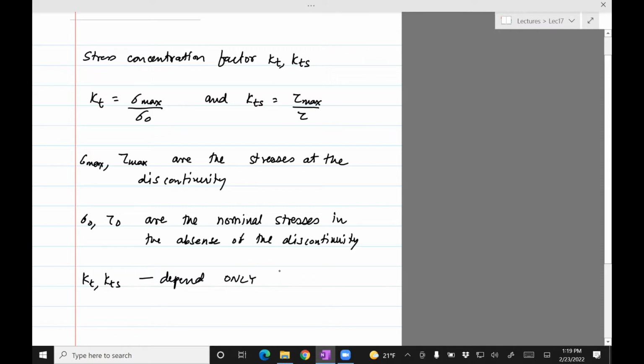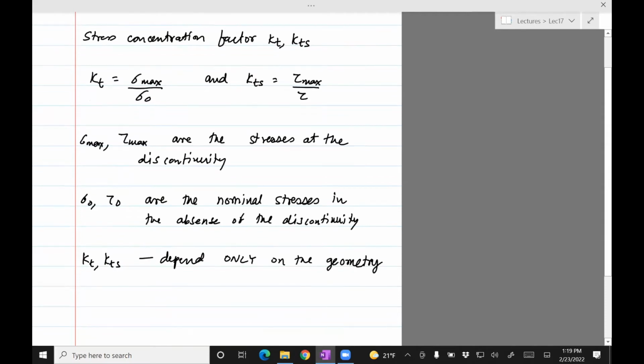So these factors depend only on the geometry. They do not depend on the material. So if you have a different material, steel versus aluminum, those KT, KTS will not change. So what we'll be doing is, depending on the geometry, there is a table, in this case a figure, a plot, which gives you KT for different geometries.